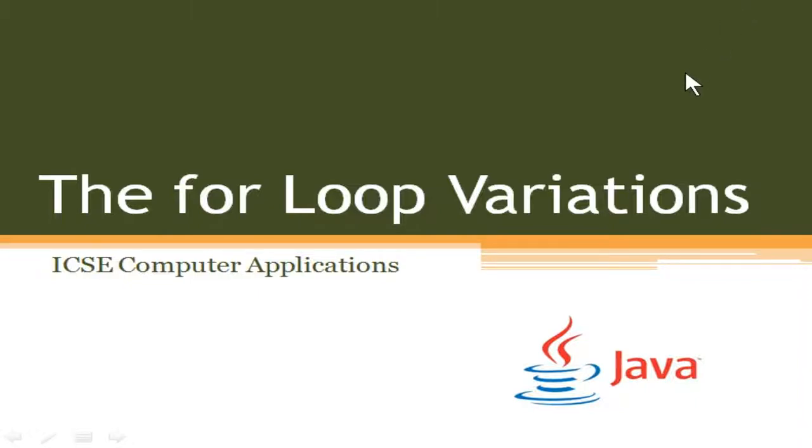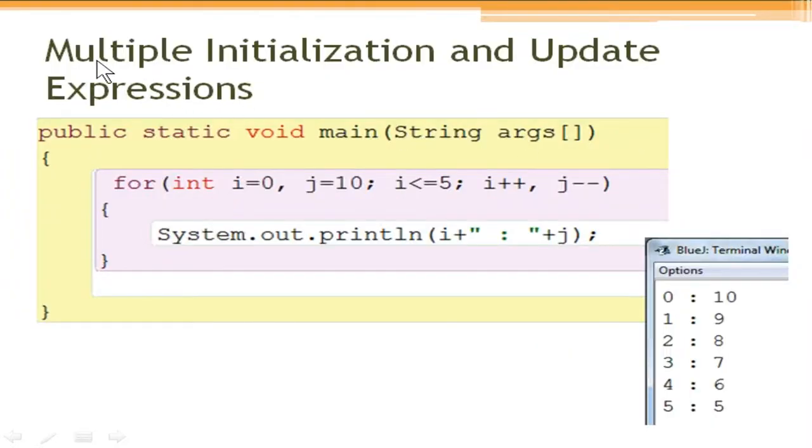Hello everyone. In this video we are going to see some of the variations used in the for loop. The first variation is multiple initialization and update expressions. Here you can see a for loop with two variables, that is two initial statements, then a single condition, and then two updation statements.